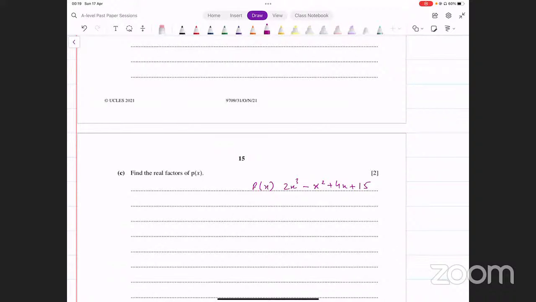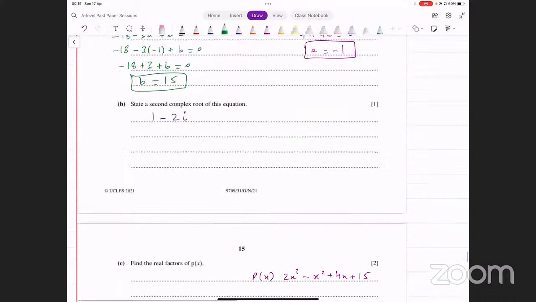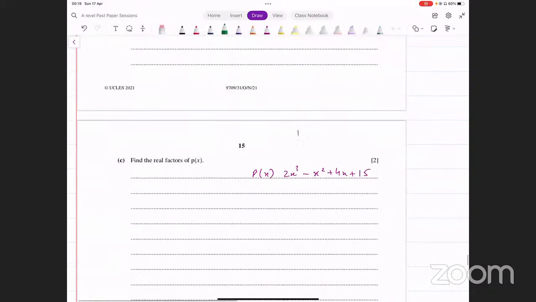Now we know two roots of this polynomial. वो कौन से roots हैं? Roots हमारे पास हैं 1 plus 2 iota and 1 minus 2 iota. ये दो roots हैं. अब हमें क्या करना है? इसके फैक्टर्स निकालने हैं. फैक्टर्स कैसे निकालेंगे? पहले तो हम इन रूट्स को फैक्टर्स में कन्वर्ट करेंगे.